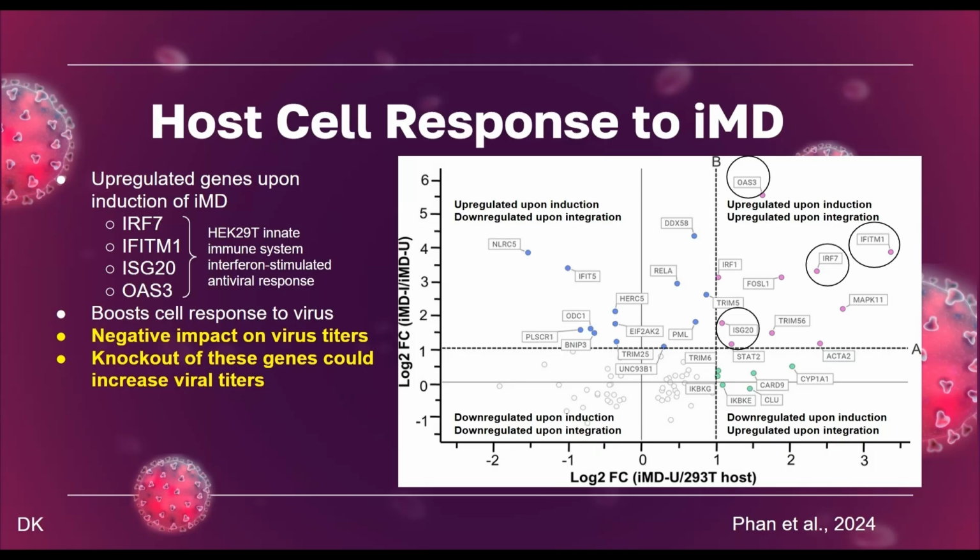And I've highlighted 4 genes associated with interferon-stimulated antiviral response. And as a result of these genes being upregulated, there's a negative impact on the virus titers. Now, the good news is that if these genes are knocked out in the host cell line, this could lead to increased viral titers and increased production of influenza A virus particles.